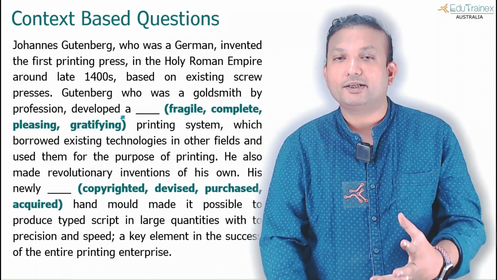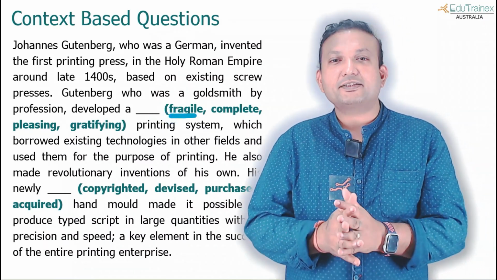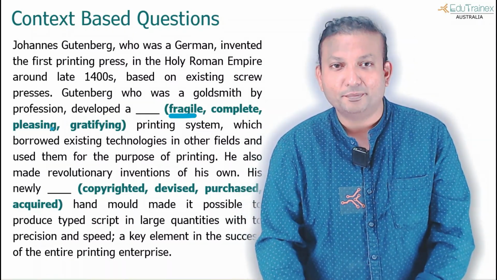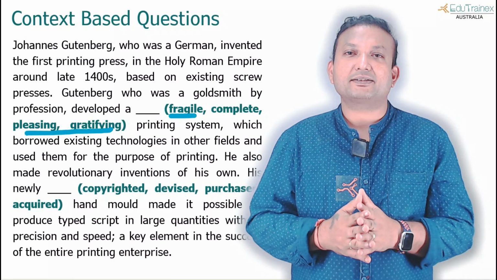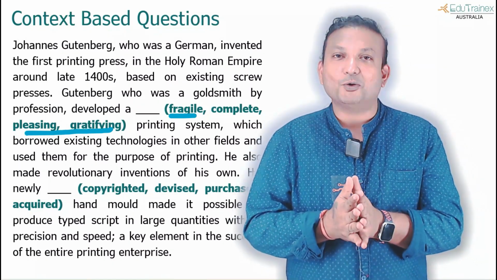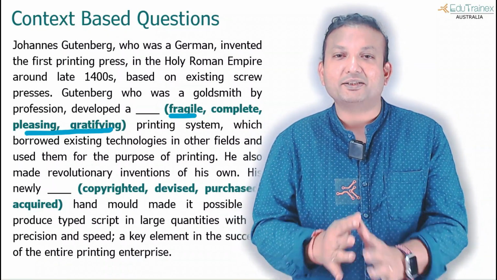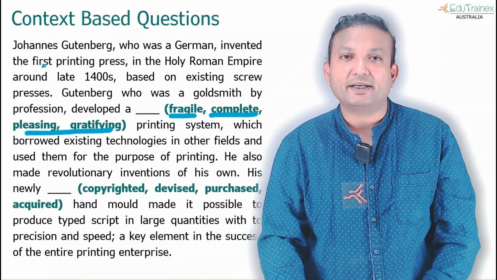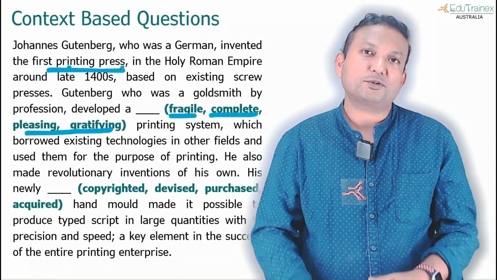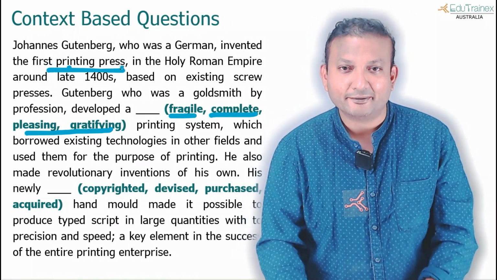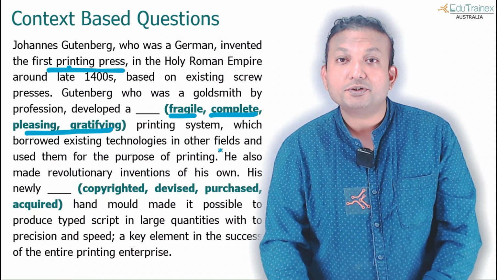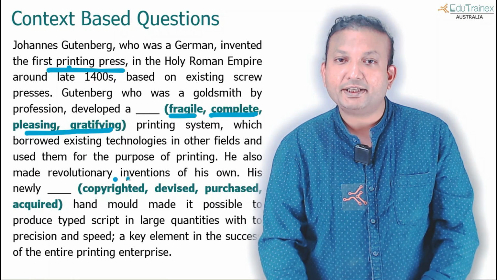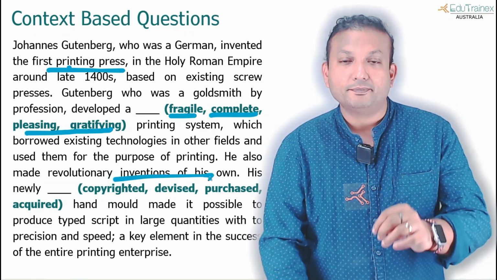So developed a what? Now context will help you. A fragile printing system. If it was fragile, easily broken, then why are we talking about it? Why is this man in history? That couldn't be the case. Pleasing, gratifying printing press. I mean, was this guy trying to please someone or gratify someone? I don't think so. Complete printing press is making the best sense here from the context. First printing press has to be complete, right? That's why people are using. Now, which borrowed existing technologies in other fields and used them for the purpose of printing. He also made revolutionary inventions of his own.